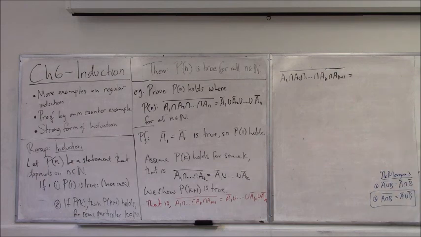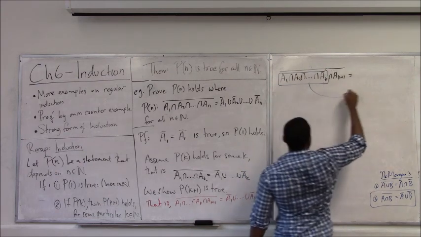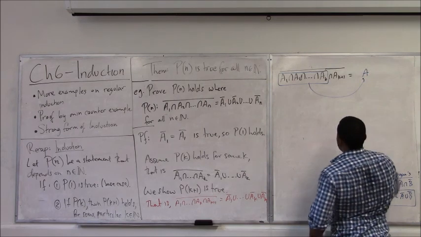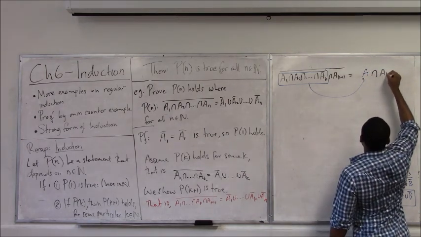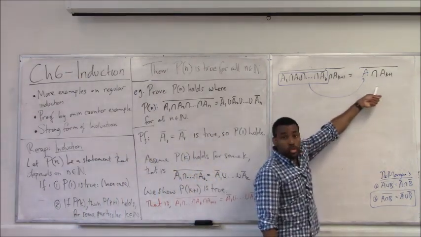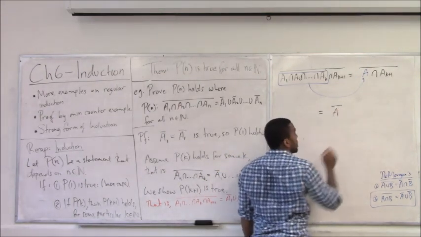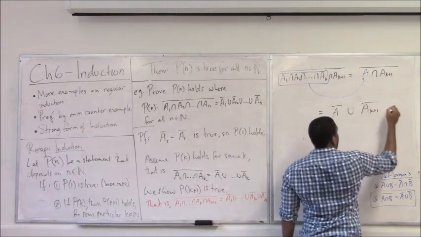Can you think of a way to apply that to this? Yeah? Can we make A sub 1 intersect all the way to A sub k one set, and then have that intersect with this guy here? Let's call it some other set. Let's call it A. Now what? Well, now we have the intersection of two sets, which I know holds by De Morgan's law. This is equal to this guy union that guy by De Morgan's.